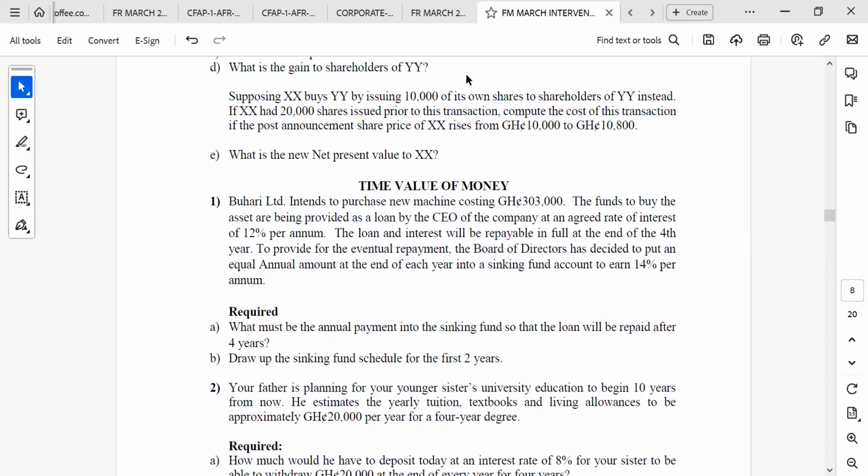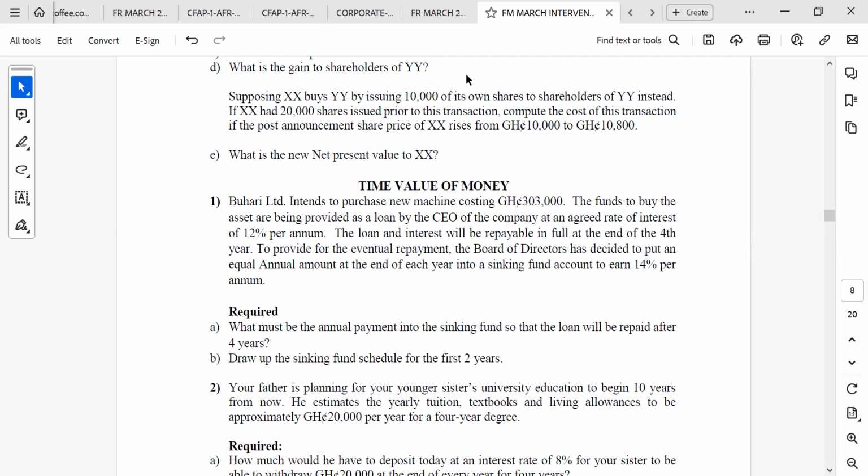To provide for the eventual repayment, the board of directors has decided to put an equal annual amount at the end of each year into a sinking fund account to earn 14% per annum. Required. A. What must be the annual payment into the sinking fund so that the loan will be repaid after 4 years? B. Draw up the sinking fund schedule for the first 2 years.